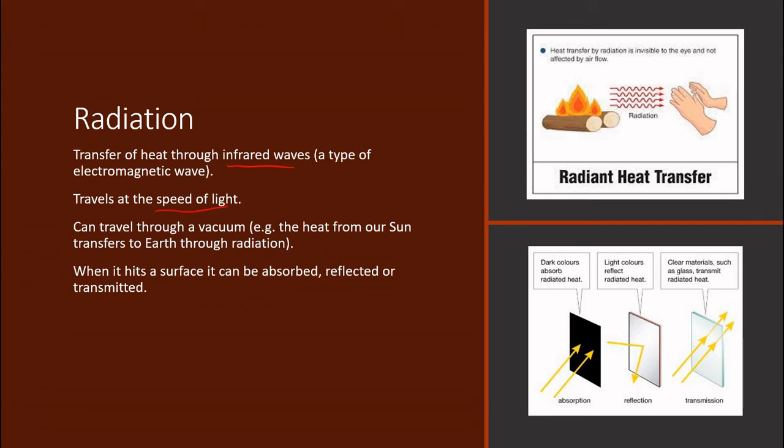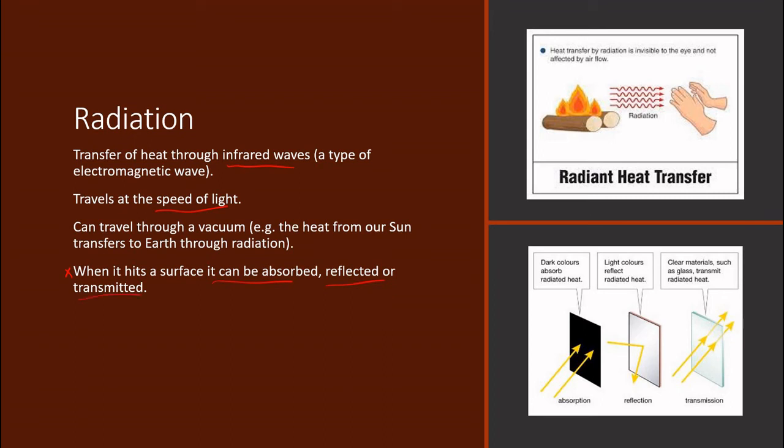Radiation can travel through a vacuum as well, so the heat from our sun transfers to Earth through radiation. It doesn't need a fluid like convection does to actually transfer that heat. It can do it through a vacuum. When it hits a surface, it can be absorbed, reflected, or transmitted.